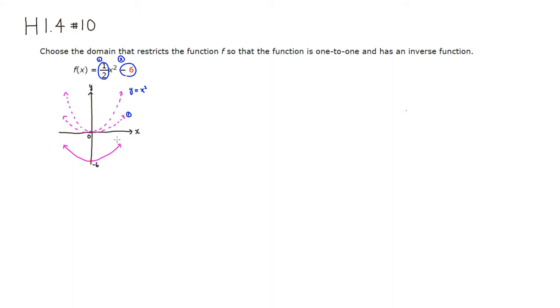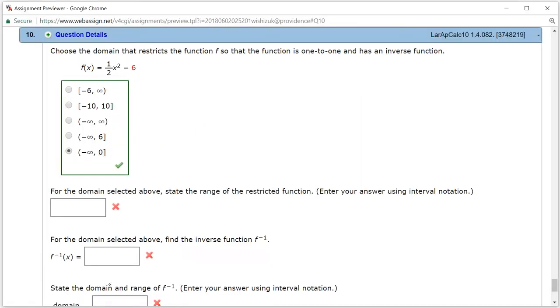This is the graph, and even though it might be slow growing, it's still going to positive infinity. So the lowest value is -6. The range of this function is going to start from -6 and go all the way to positive infinity. That would be the range. And the domain we chose was -infinity to 0.